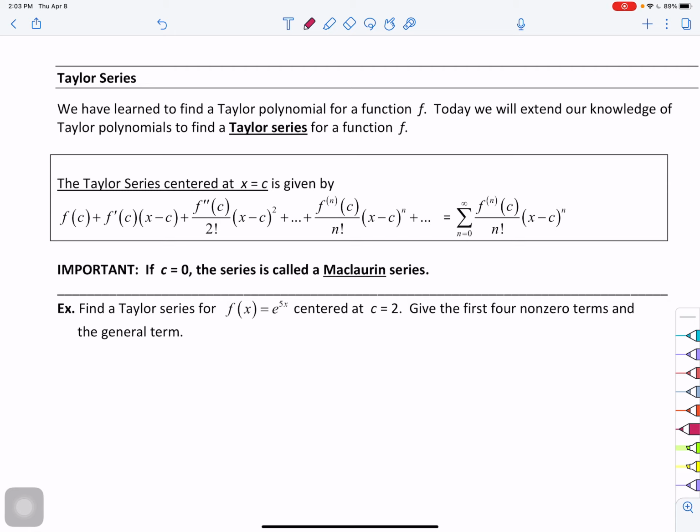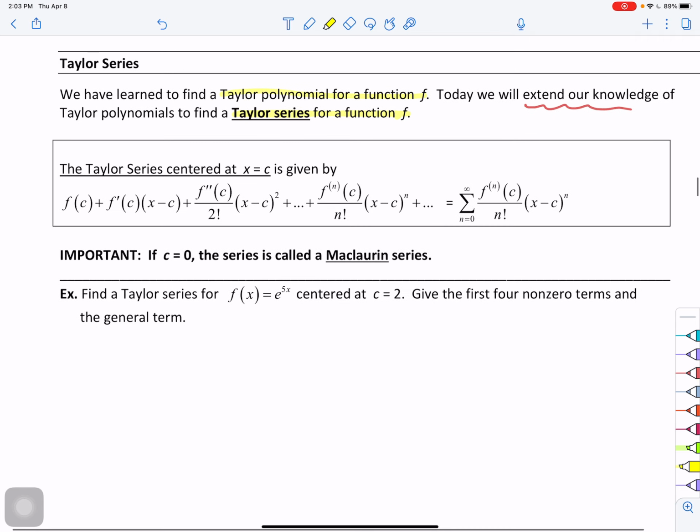This is Unit 10B, Part 3, and we'll be talking about Taylor series. So we have learned to find a Taylor polynomial for a function f. That's what we did in Part 1. Today we're going to extend our knowledge of Taylor polynomials to find a Taylor series for a function.